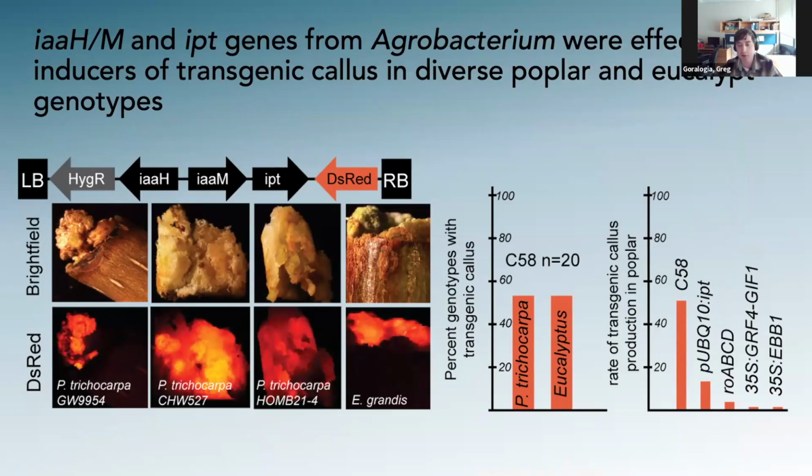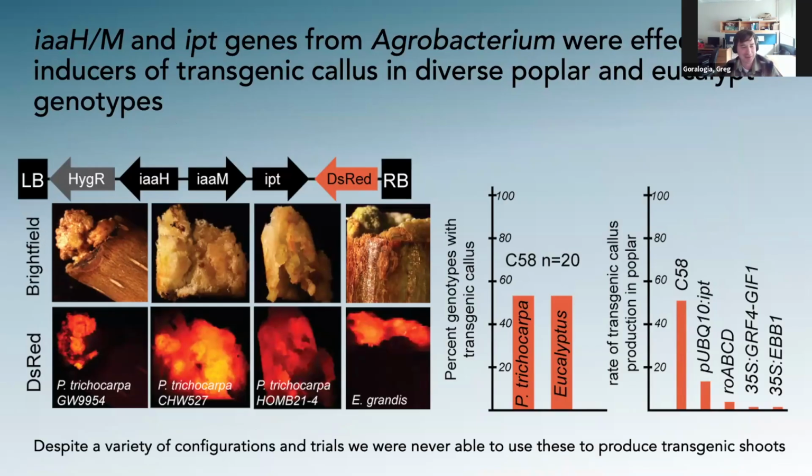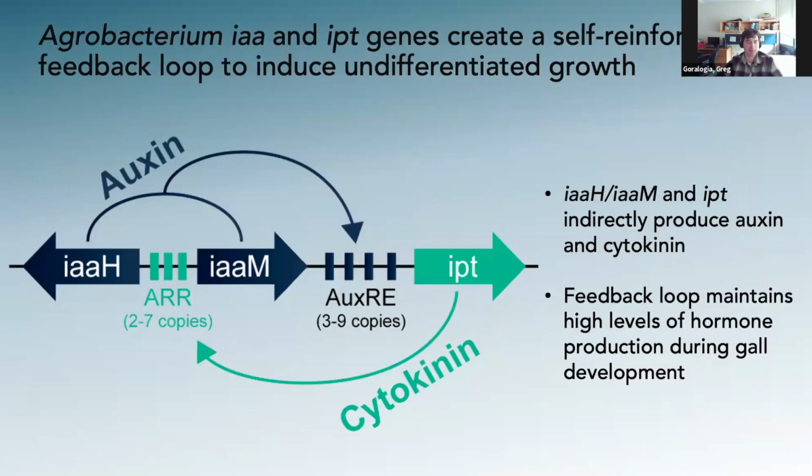We could get reliable transgenic tissue development in a variety of different genotypes, about half of them in both Trichocarpa and eucalyptus. Sorry, I think there's a train passing by. Hope it doesn't get bad. But we could really never get transgenic shoots in the system. And so in particular, we wondered whether we could find a way to get these hormone-producing genes and tweak them into something that would be usable in a system.